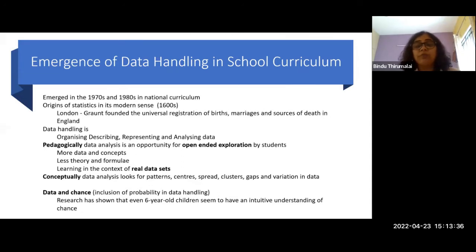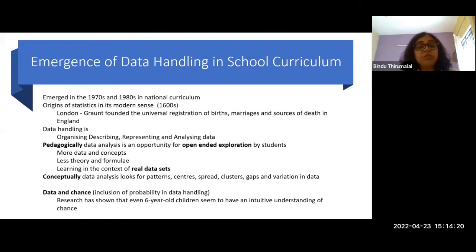Even now, if you go to secondary schools especially, you're seeing that a lot of formulas are being used, or a lot of focus on the methods of computing mean, median, mode, standard deviation. But really, it is about learning in the context of real data sets. Students should be able to understand where this data is coming from, possibly even create problems to collect data and to find answers. So pedagogically, we really need to talk about the data more and the concepts more than the theories and formula.